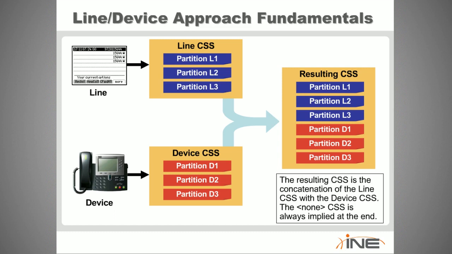And now that we've talked about what happens with a line calling search space and a device calling search space, the partitions are concatenated together to form the new resulting CSS with line partitions being ordered first or higher. Let's take a look at how that could possibly impact a dial plan that we might want to configure, or route patterns.